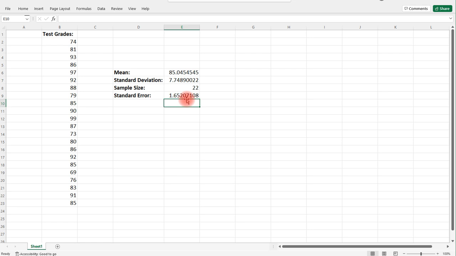And of course, you can plug this in your calculator too. If you take the standard deviation, 7.7489, and divide that by the square root of 22, it will give you this answer, 1.652. So that's how you can calculate the standard error of the mean using Excel.